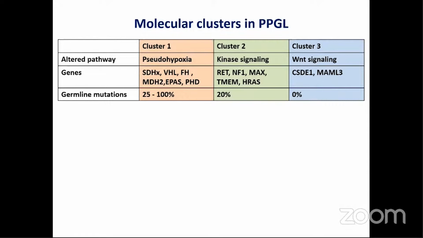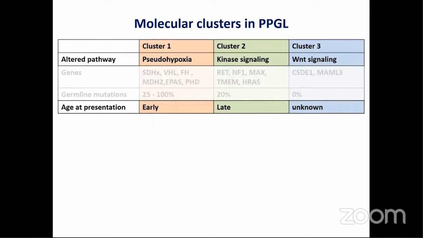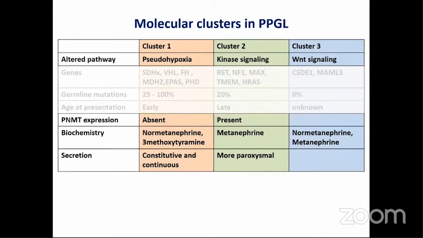Whereas the cluster 2 genes are the ones which involve the kinase signaling pathway, typically the RET gene, NF1 gene, MAX, TMEM127. Typically, the cluster 1 associated ones present early, especially the VHL associated ones, whereas the cluster 2 related ones present a bit late. And the very remarkable difference between the PPGL associated with cluster 1 and cluster 2 is the PNMT expression, which is typically absent in the cluster 1 related PPGL. So obviously, they won't be able to form epinephrine from norepinephrine.